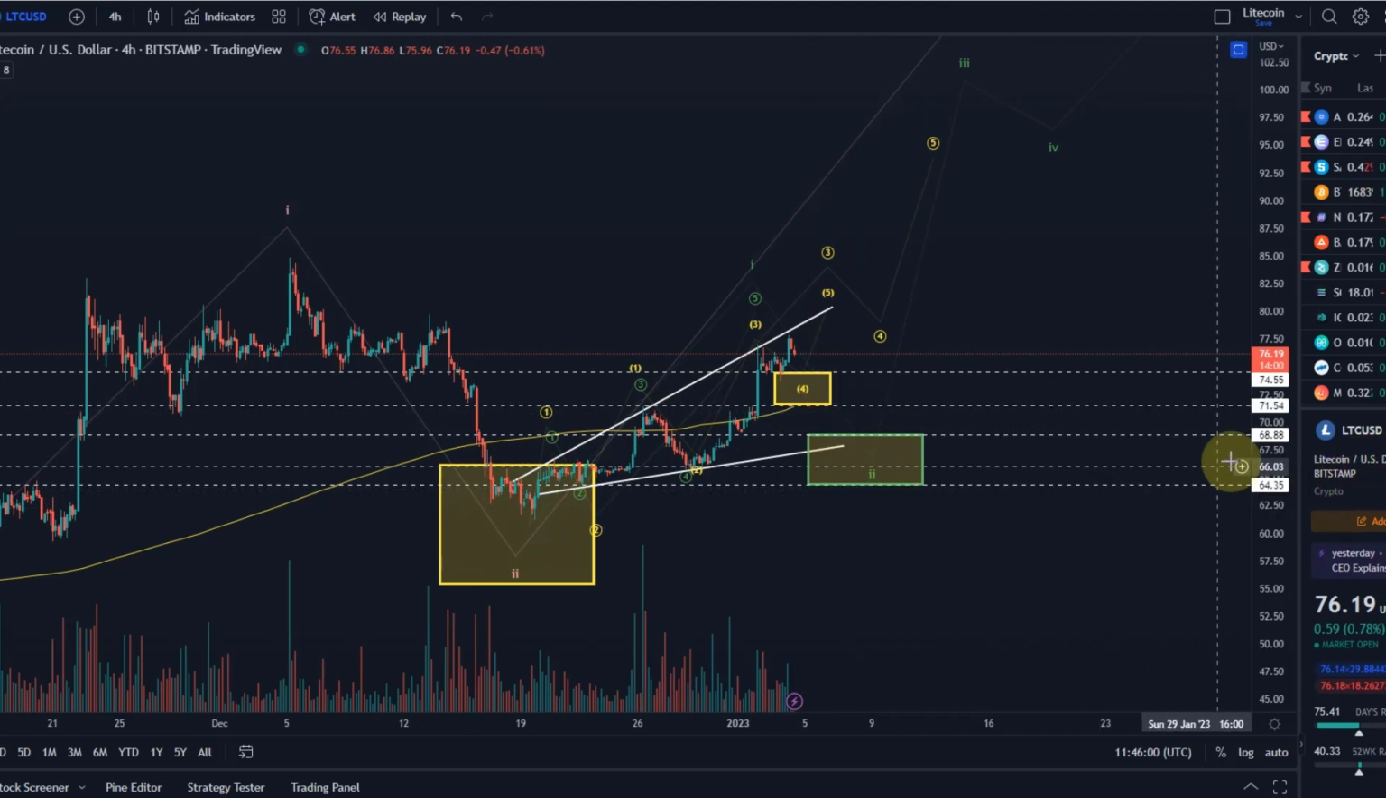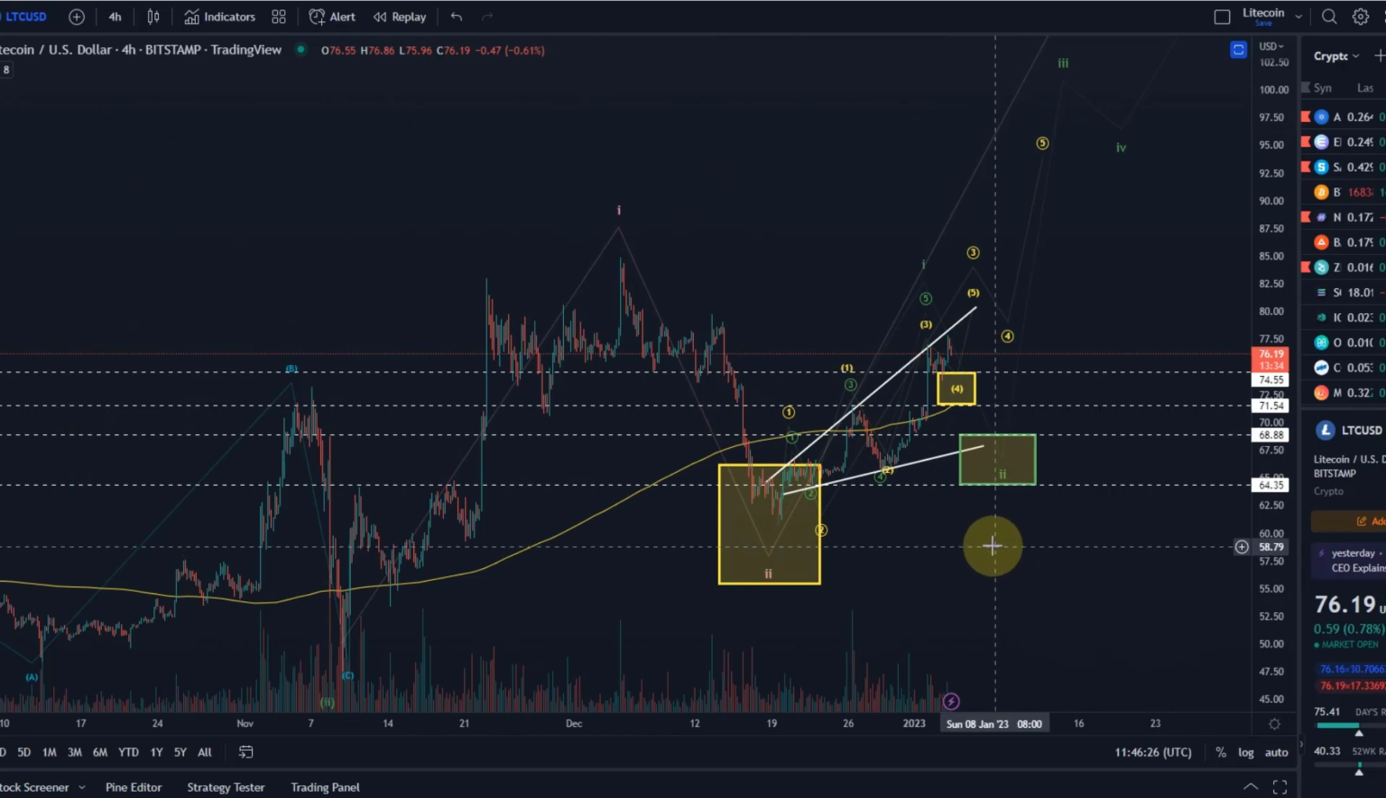In the yellow case, we now must not drop below the 71.54 level anymore. That's the support for the fourth wave. In the green count, we must not drop below 64.35. They are both bullish cases. Consequently, if we drop below the yellow count support, we are morphing into the green count. If we lose the support here as well, then we have to talk about a bearish scenario, that this count is breaking down.